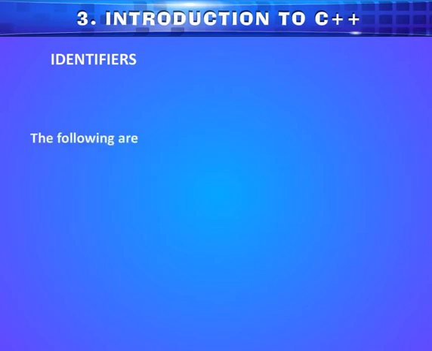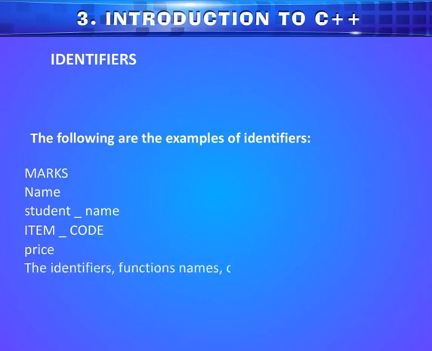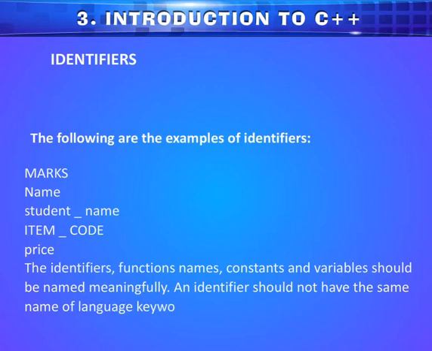The following are examples of identifiers: marks, name, student name, item code, and price. The identifiers, function names, constants, and variables should be named meaningfully. An identifier should not have the same name as language keywords.